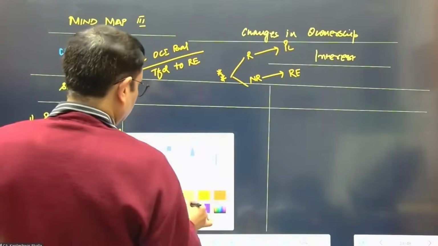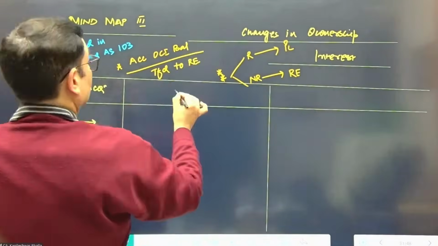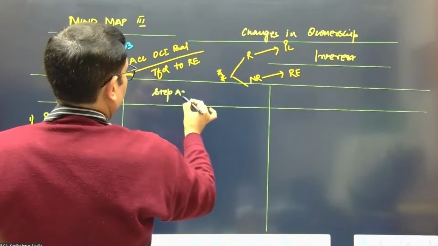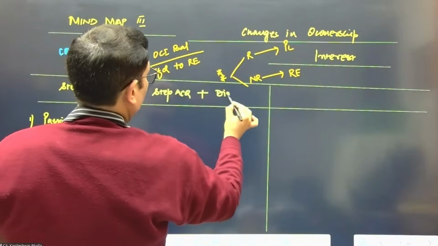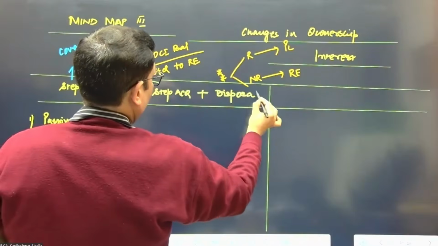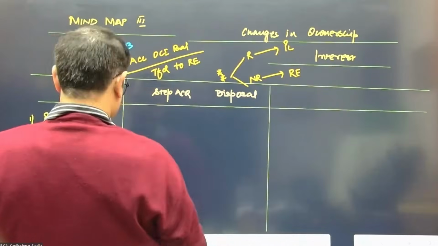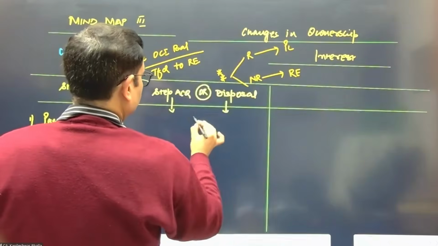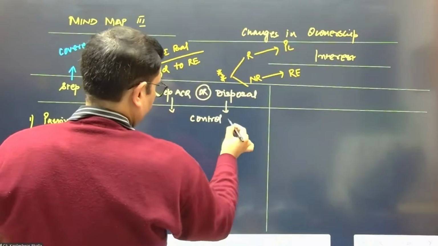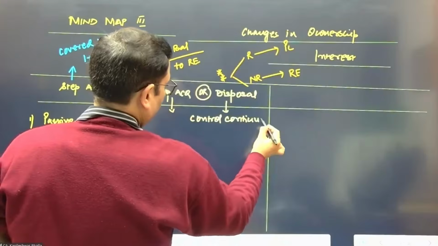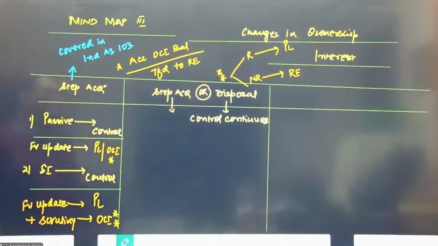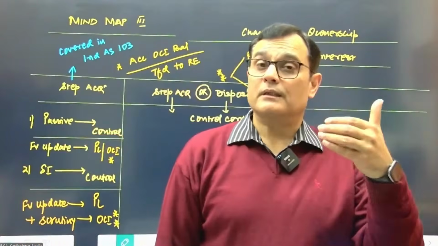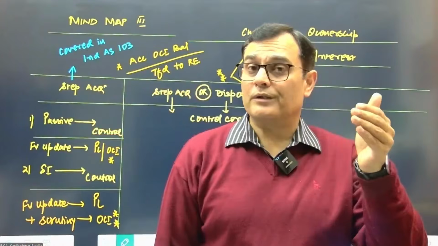Now the next one is again either a step acquisition or a case of disposal. In both cases, control continues. So what is the focus entry in this case, when the control is there and you still continue, whether it's an acquisition or a disposal? What is the focus point?